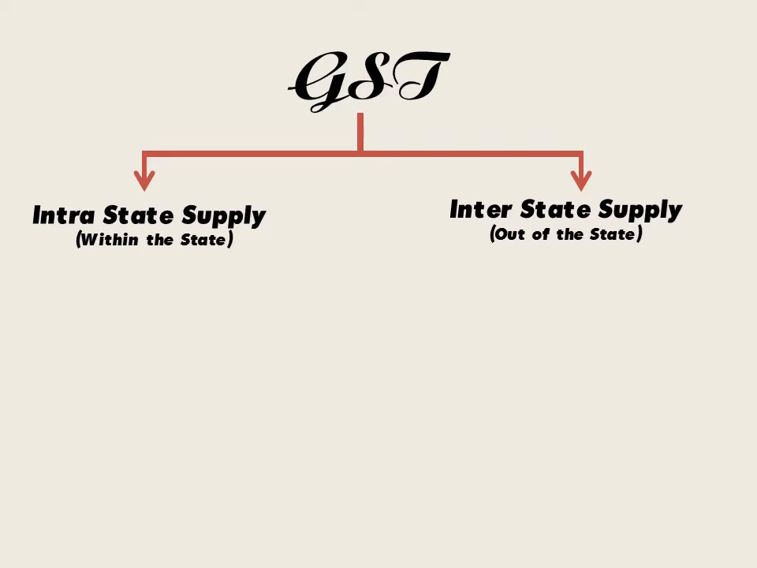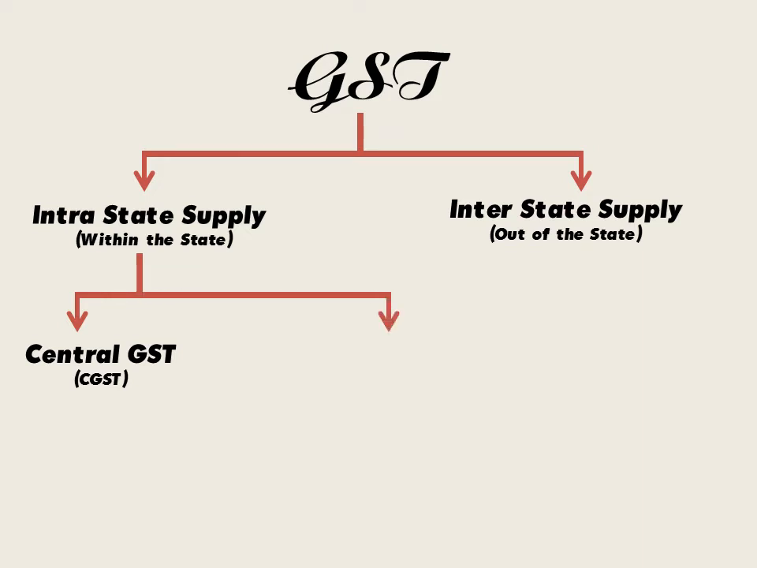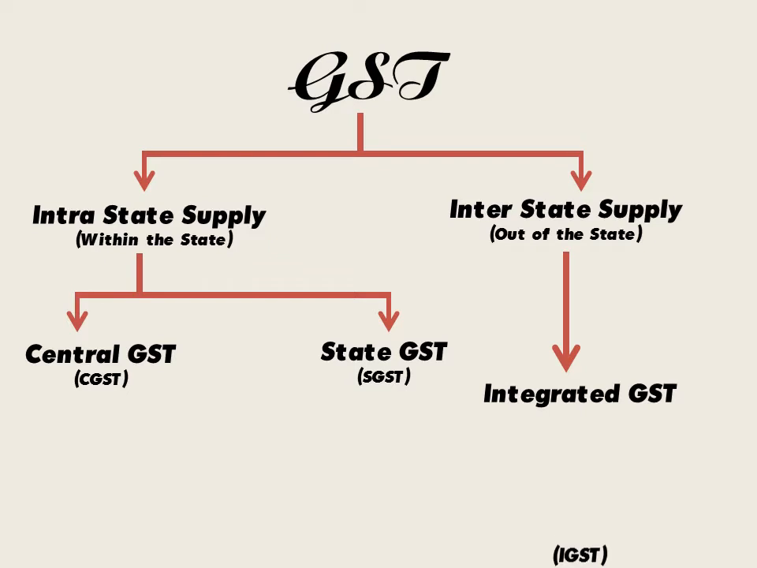There are two types of intrastate supply. One is central GST, which is known as CGST, and the other is state GST, which is known as SGST. On the other hand, interstate supply covers integrated GST, which is known as IGST.